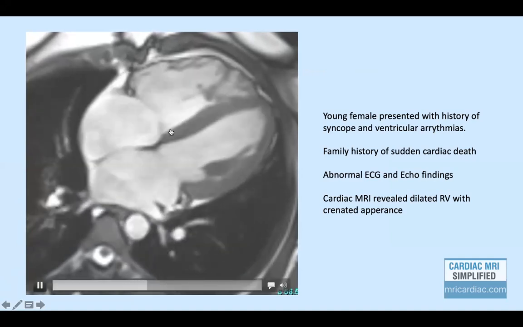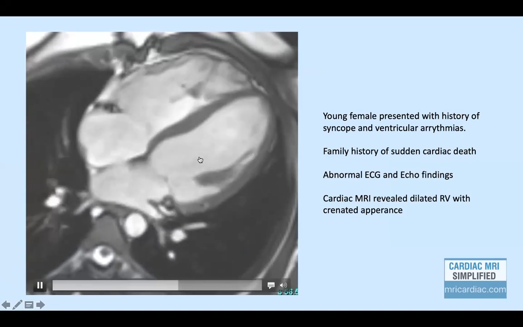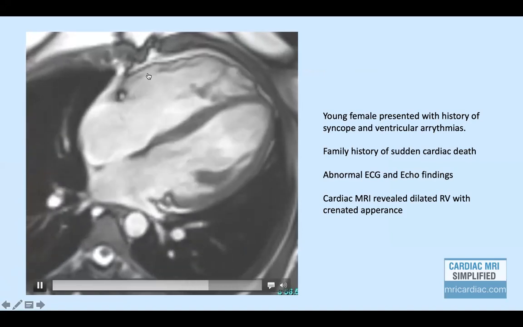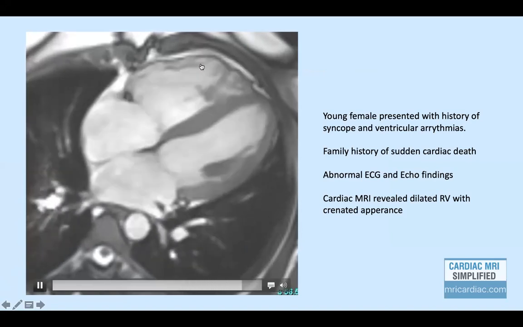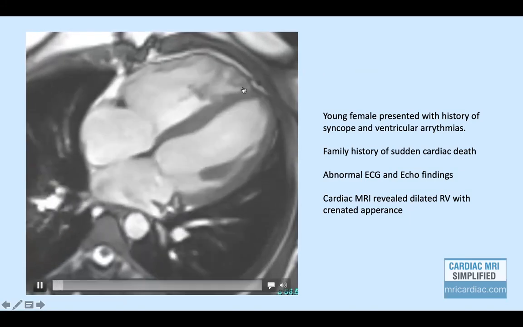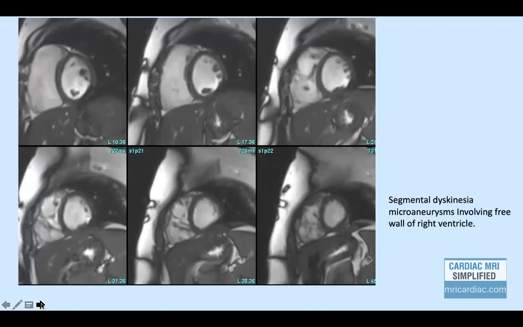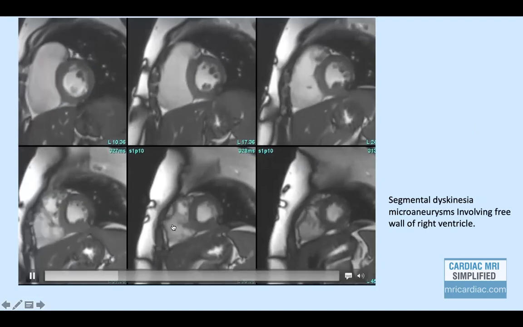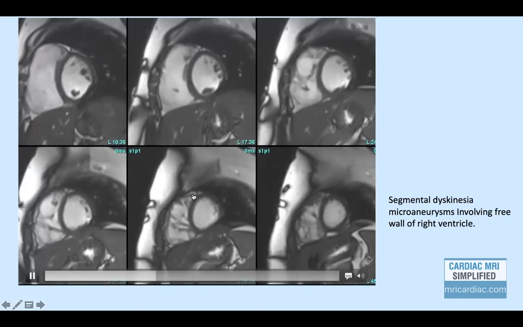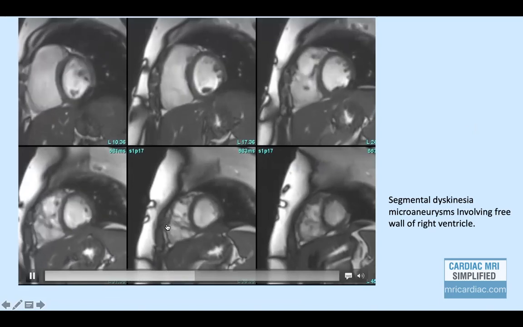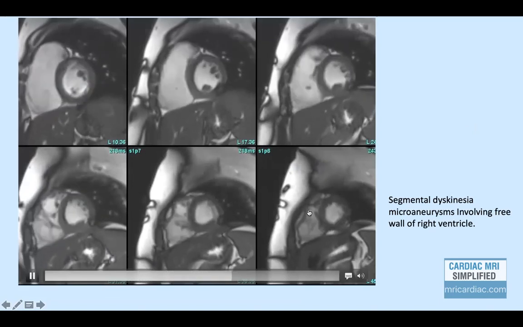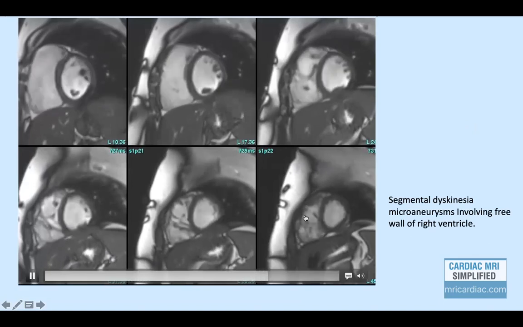These are 4-chamber cine images of cardiac MRI, and it reveals dilated right ventricle with this crenated or crumpled appearance of free wall. Short axis cine images reveal segmental dyskinesia involving free wall of the right ventricle, and also note these small microaneurysms which are seen over here.